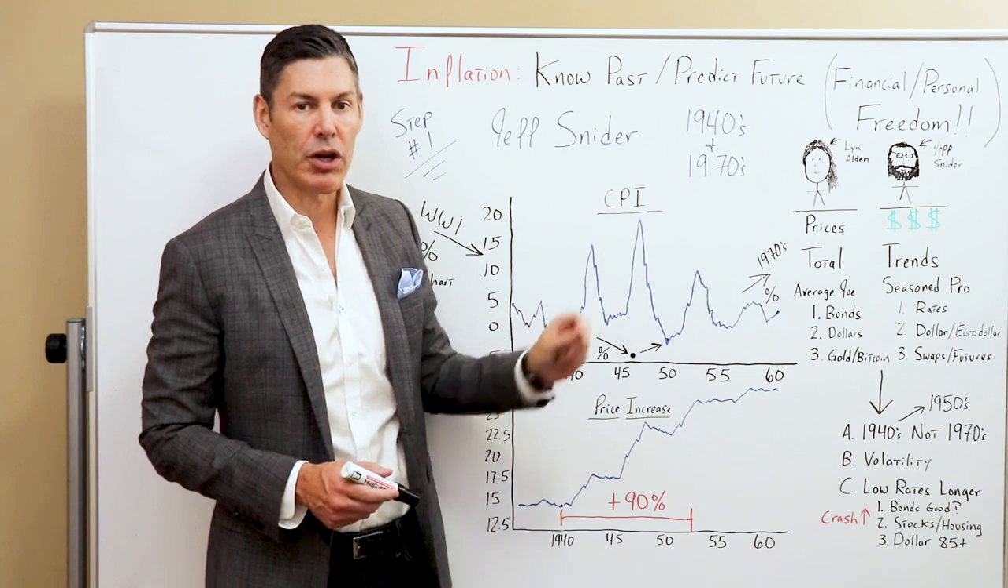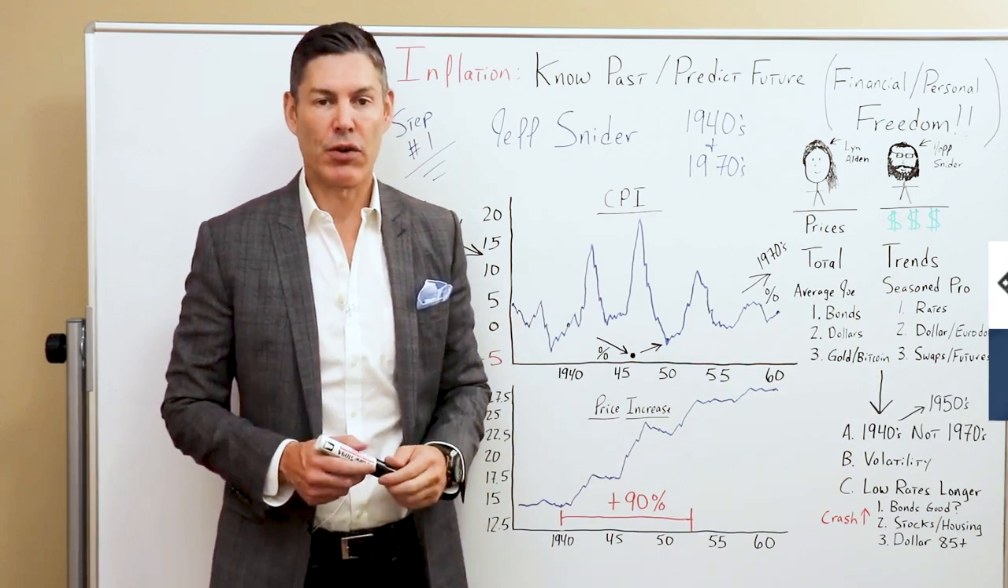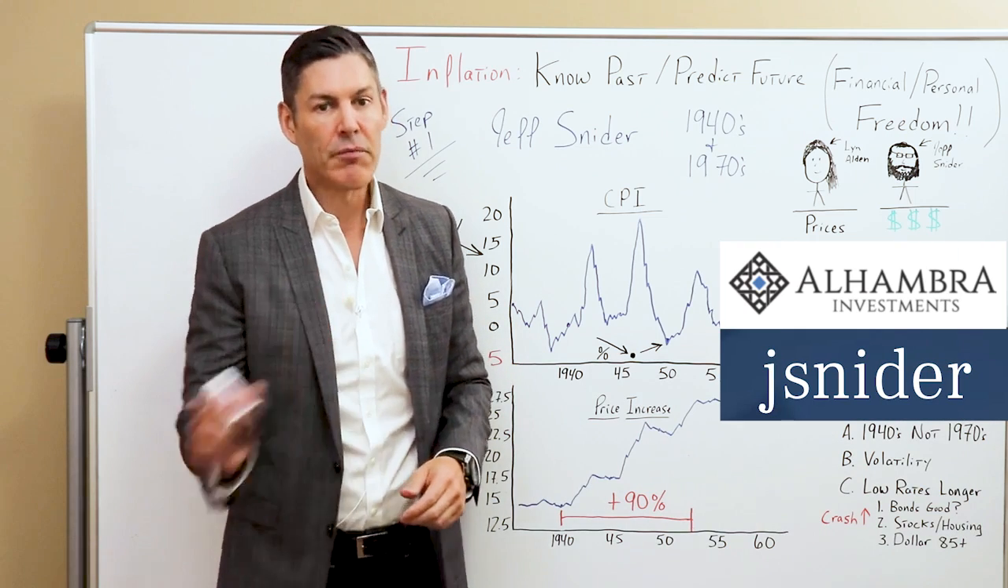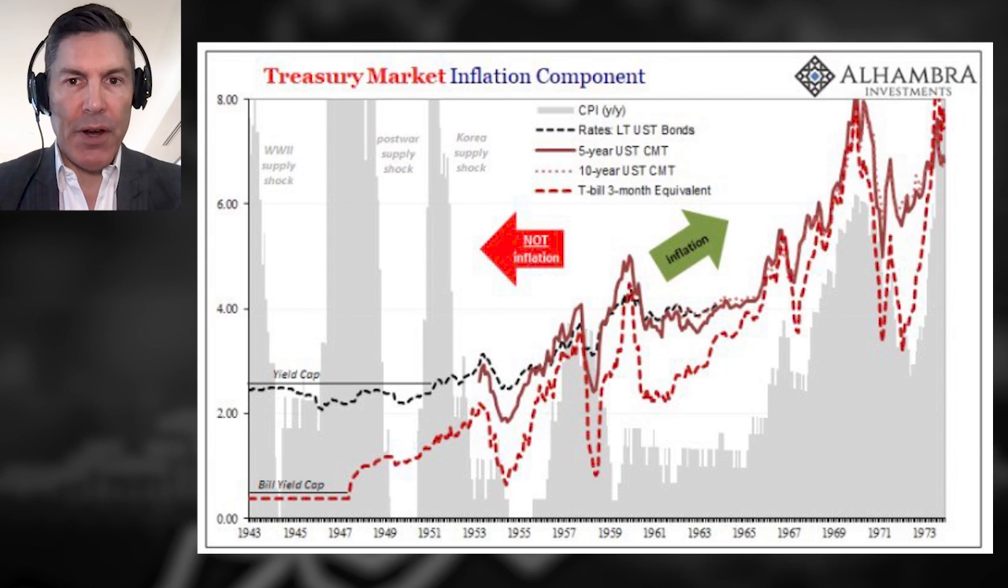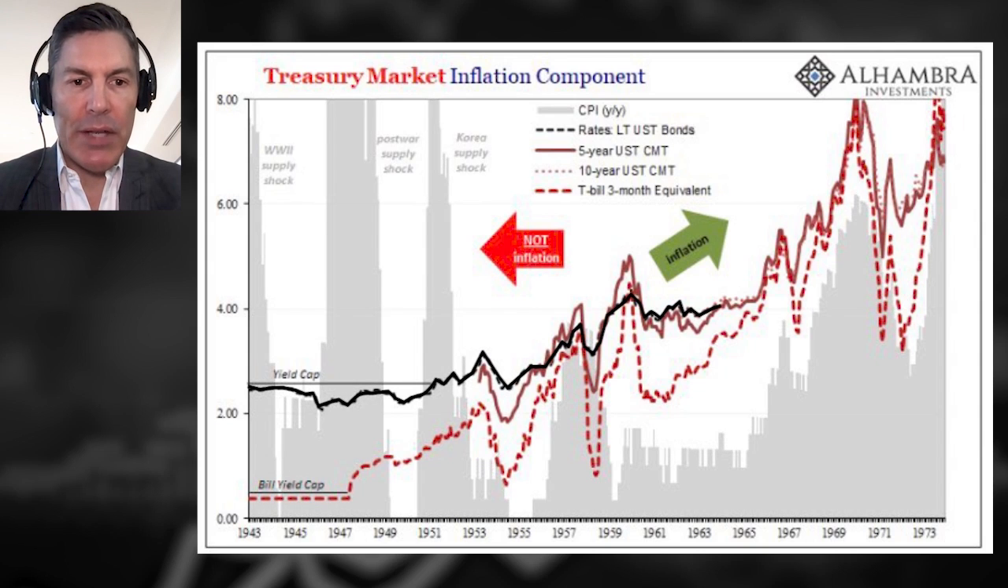To do this, we're going to go over a very extensive chart that he used in a recent blog post. Editor, let's go right to the internet. And like I said, this chart is very detailed. It gives us the CPI year over year, interest rates on the long bond, the 5-year, 10-year, and 3-month T-bill. So let's focus on the CPI and the long-term Treasury bond. So this shaded gray area and the black dotted line.